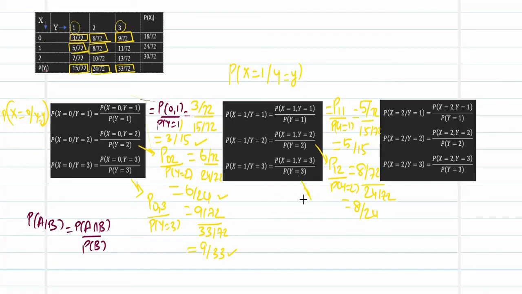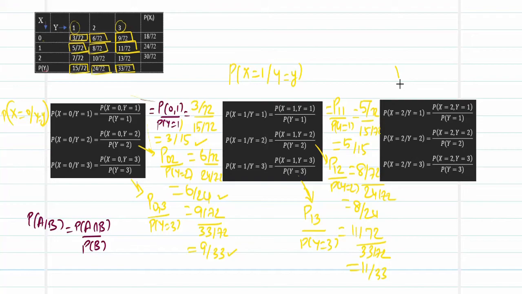The last quantity, x equal to 1, y equal to 3. P of 1, 3 divided by probability of y equal to 3. So what is P of 1, 3? 1 over here, 3 over here. So the answer is going to be 11 by 72. 11 by 72 divided by the denominator 33 by 72. So this reduces to 11 divided by 33.